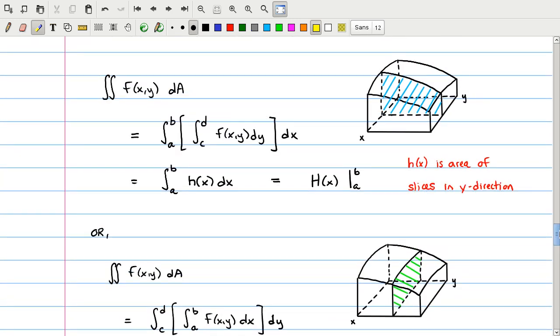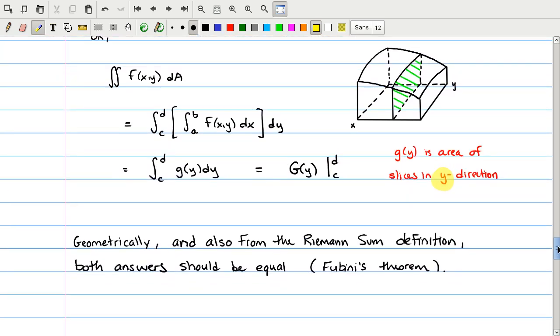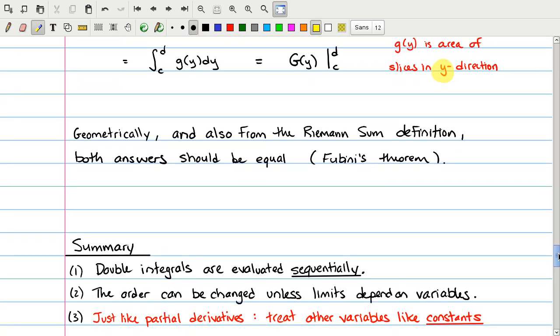So based on these alternate geometrical definitions, and also based on the Riemann sum definition, we seem to be seeing the fact that these answers should be equal. And in fact they are, and this is called Fubini's theorem. We won't say much about it.